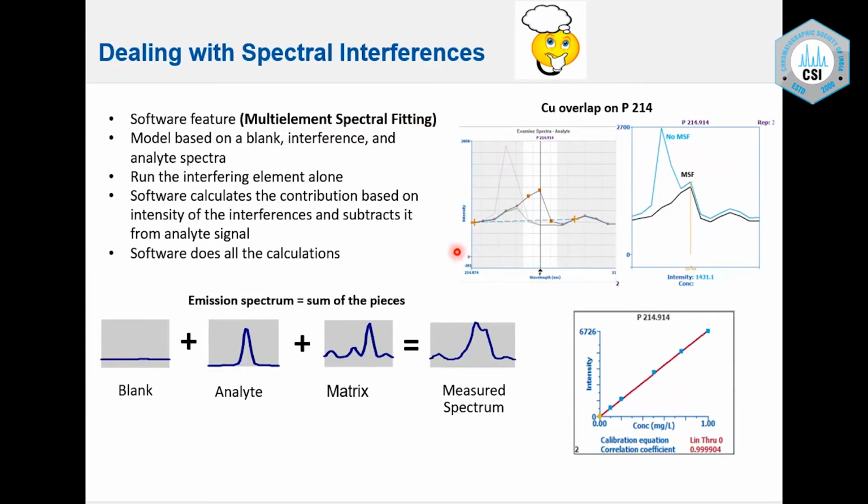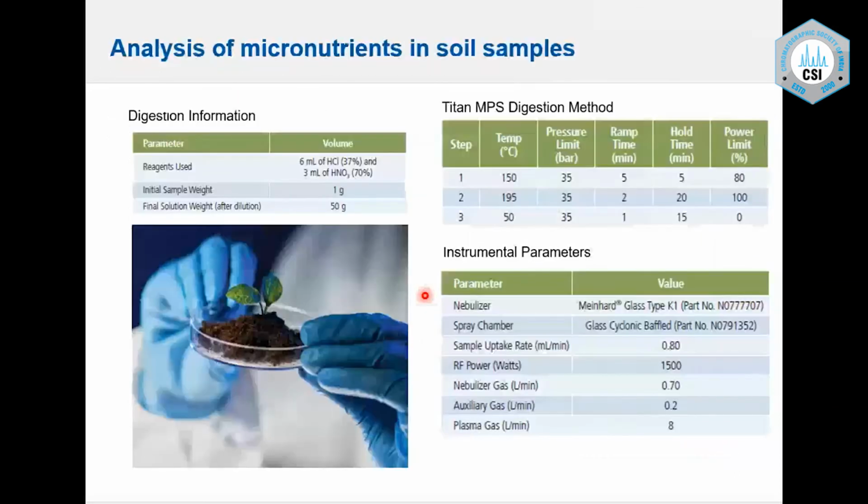Here we normally aspirate a blank, and we aspirate the interferent, so you need to prepare a standard of the interferent and aspirate it. The software subtracts the copper peak from the whole peak of phosphorus and copper, and you get the corrected value. You can see lower concentrations, less than 100 ppb, were done this way. Different spectral fitting techniques are available in the software if you want to go to very low concentrations.